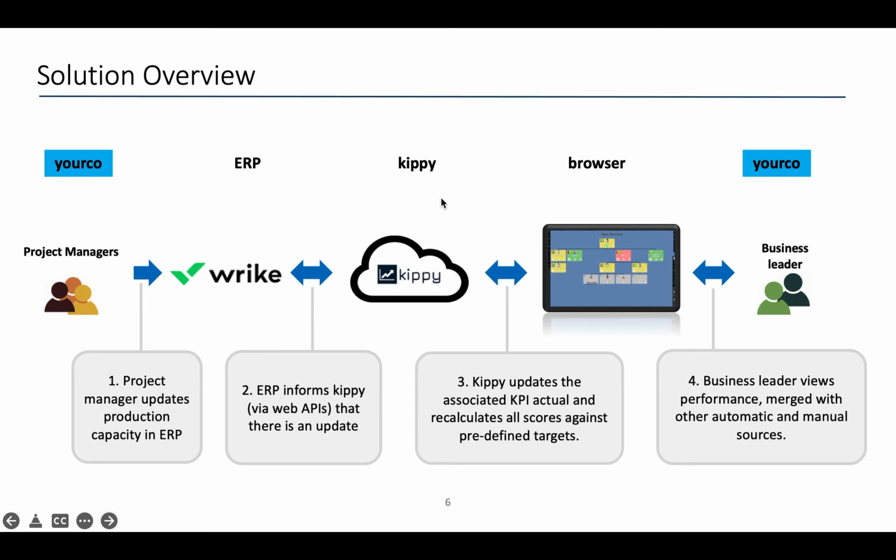That new value will automatically be sent to Kippy. Kippy will update the appropriate KPI with that new actual and recalculate all the scores against the predefined targets. And then Kippy users, including business leaders, will be able to come into Kippy and see live and accurate views of the latest corporate performance.